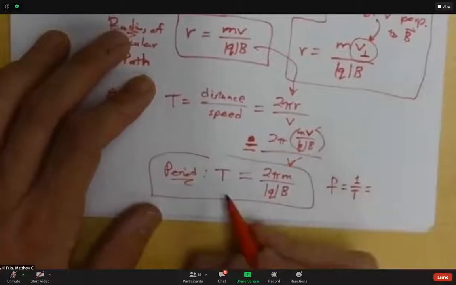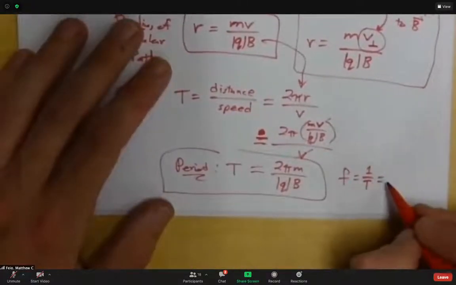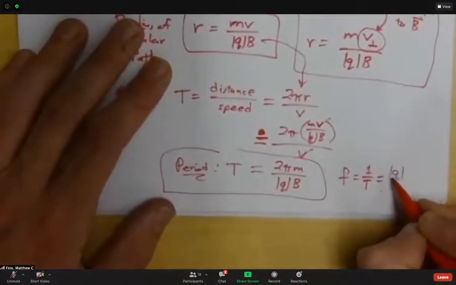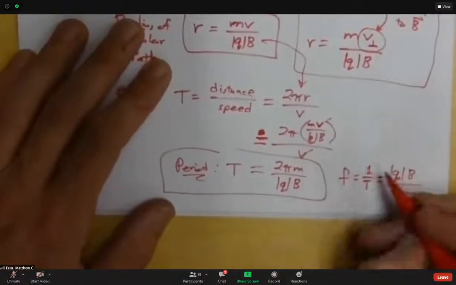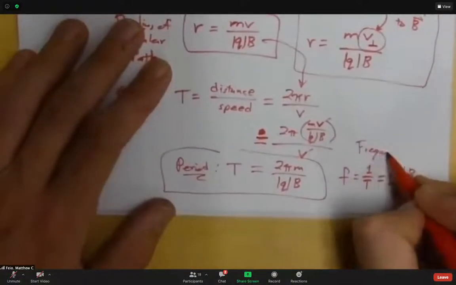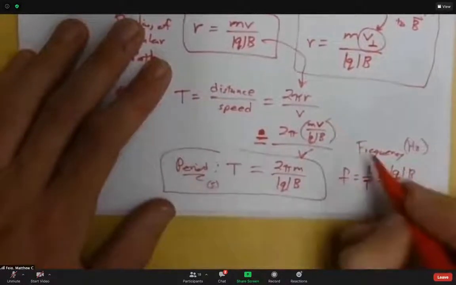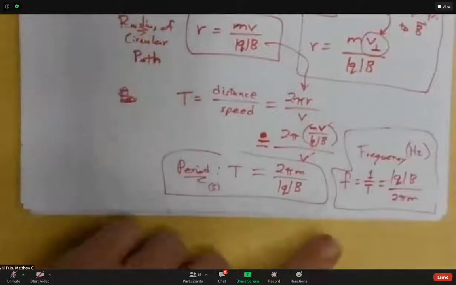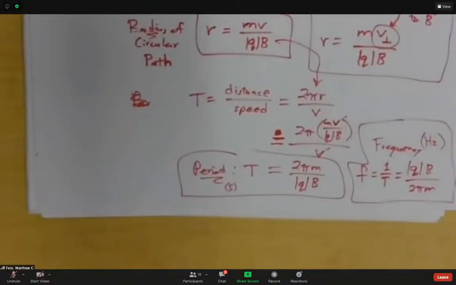This should have units of time, or seconds, if you popped in the units appropriately. And then frequency is qb over 2 pi m, in hertz. This is period in seconds. So this is often called the cyclotron frequency. A cyclotron is a device that's built to take advantage of the fact that this does not depend on the velocity.